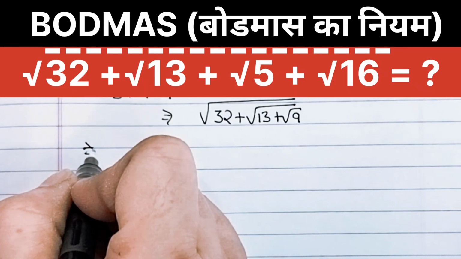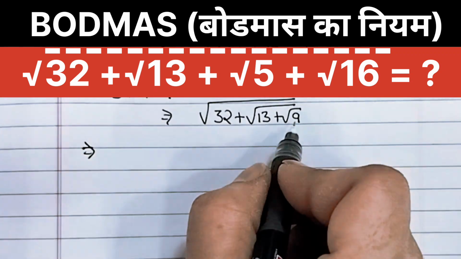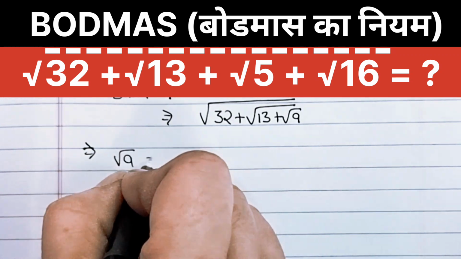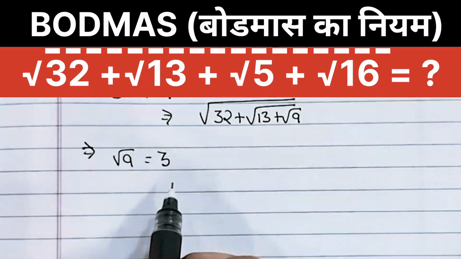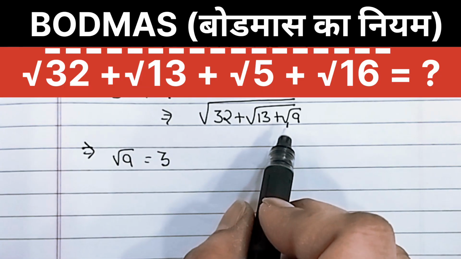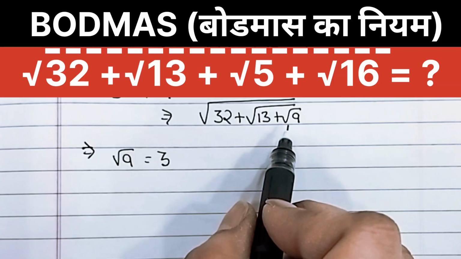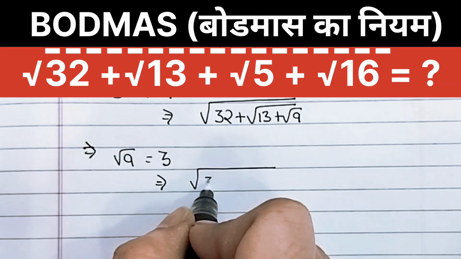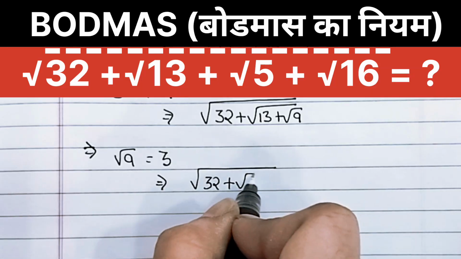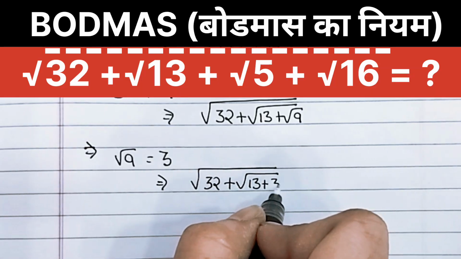Now step 3: we calculate root 9. Root 9 is equal to 3. Now that the addition inside is finished, we evaluate the radical, which functions as an order or exponent in the hierarchy. So now the expression becomes root 32 plus root 13 plus 3.